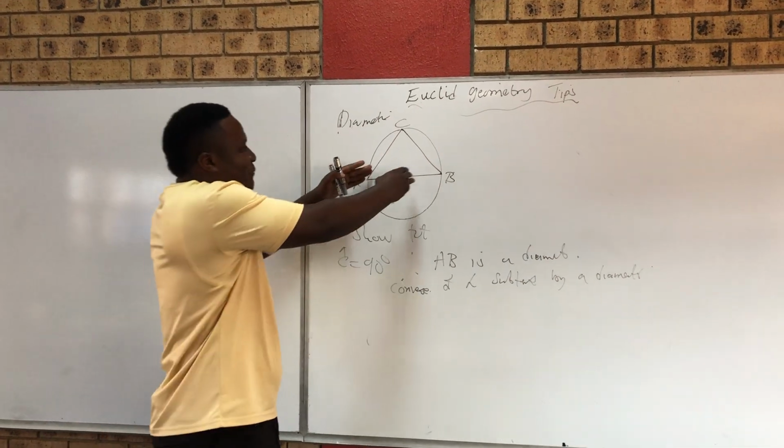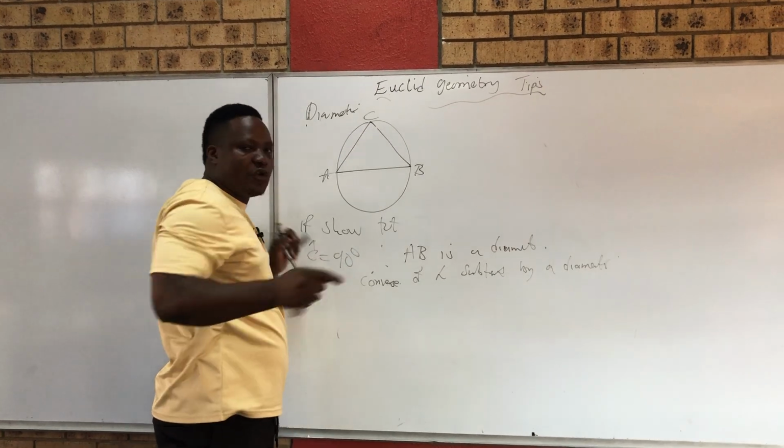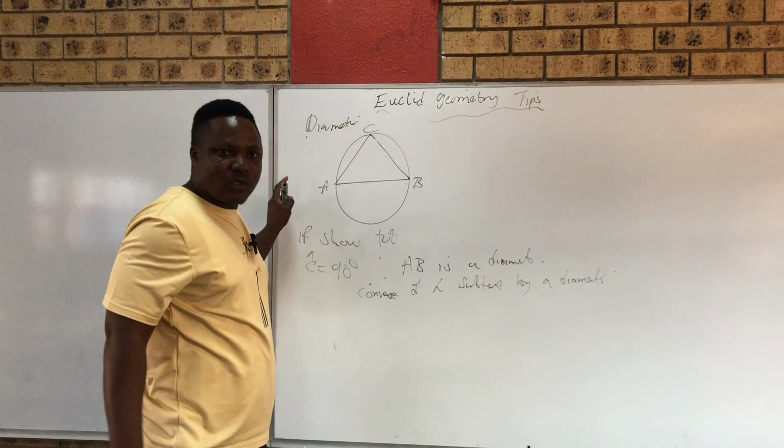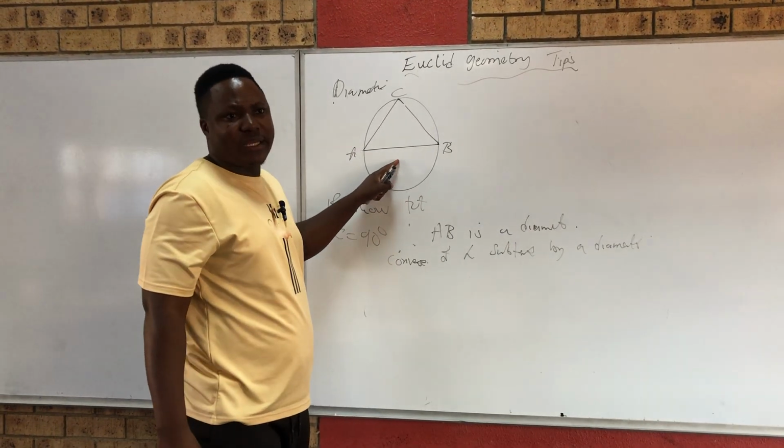You will be given something like a triangle. As long as you prove that this one is 90, then you have proved that this is what? A diameter. And another conclusion as well is that you can prove that the angle at the center is twice the angle at the circumference.